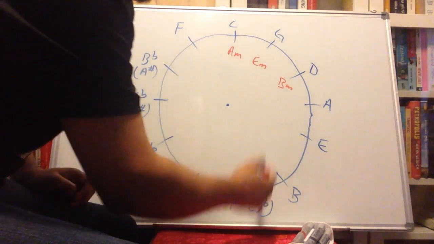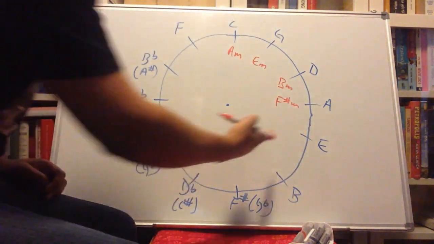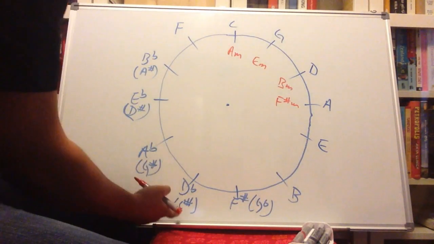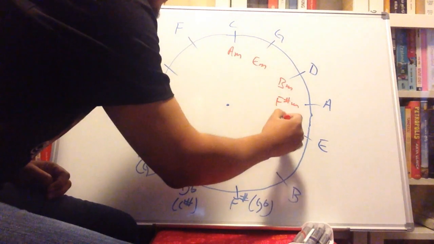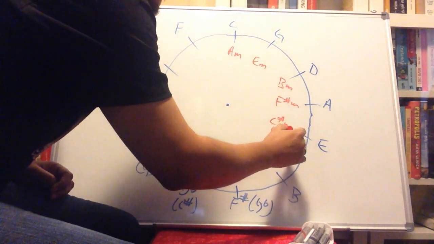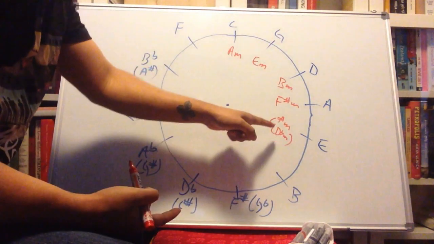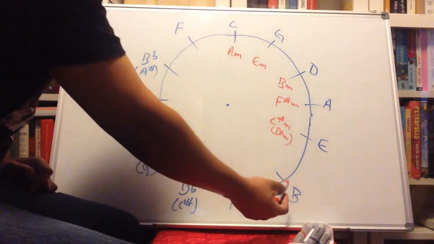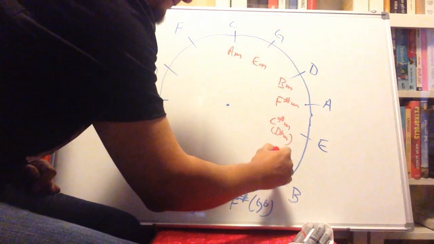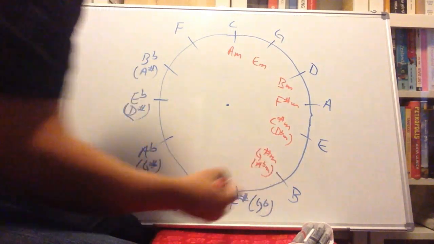A, again, that would be F sharp minor. E, again the relative minor would be C sharp minor or D flat minor. But on this side we give priority to sharps, that's why it's sharp. And B, we have G sharp minor or A flat minor, right?